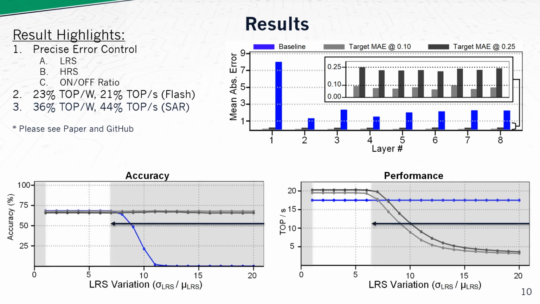However, at low LRS variation, we find that the optimized designs can obtain a significant performance improvement, between 21% and 44%, depending on choice of ADC.